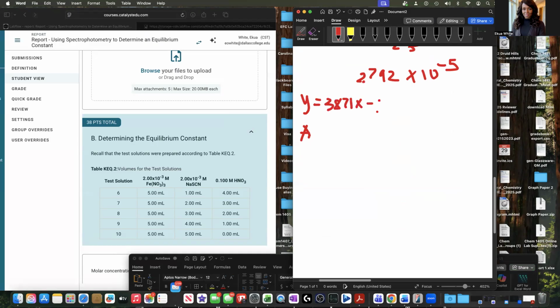3871x minus 0.0297. So what we have here is 3871c minus 0.0297.